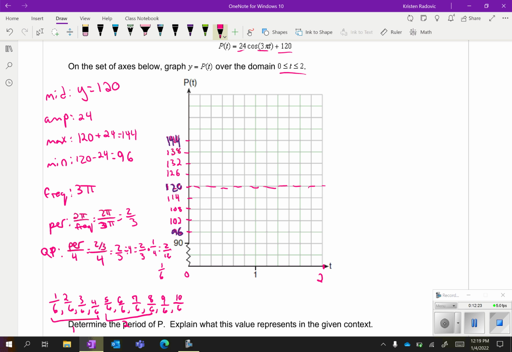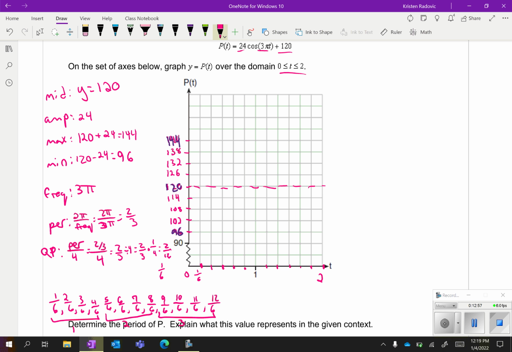10/6, 11/6, and 12/6, which is equivalent to 2. So that means that I'm going to have 3 cycles on this one graph. And it's great because all of my boxes are already split up into 6. Now, you don't actually have to go and label each of these because you already have your scaling on the graph.